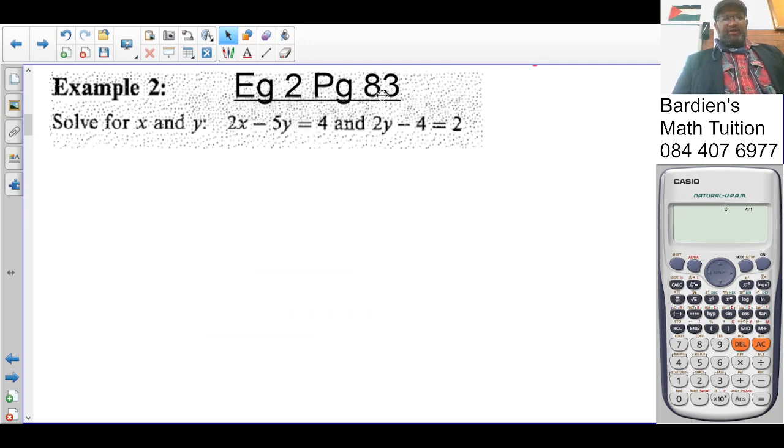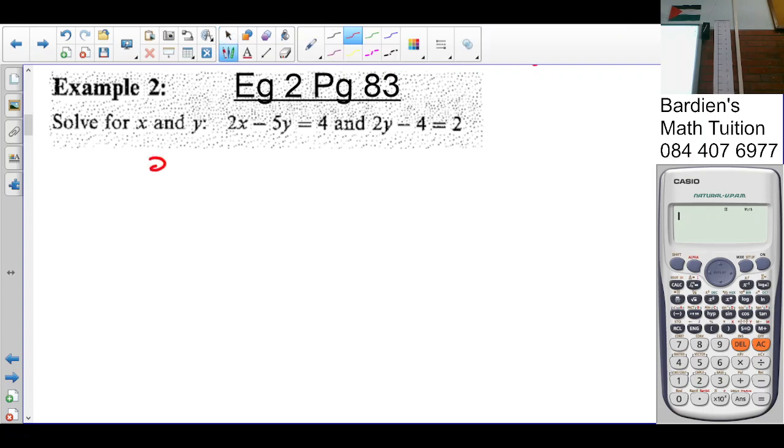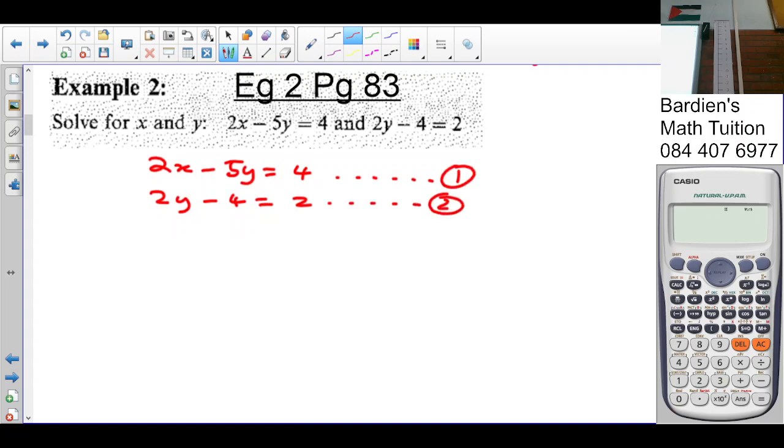So who can tell us where do we start here? We work equation 1 and equation 2. We label the equations, not so? So we make 2x minus 5y equals 4. And we have 2y minus 4 is equal to 2. This is equation 1. This is equation 2. Write that down.